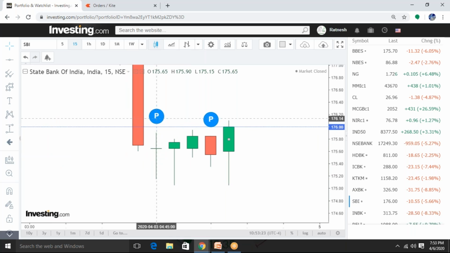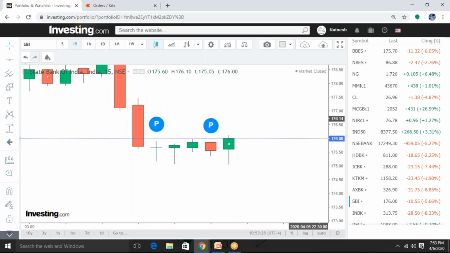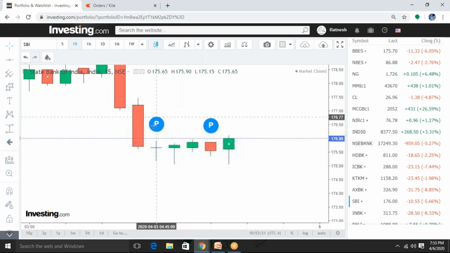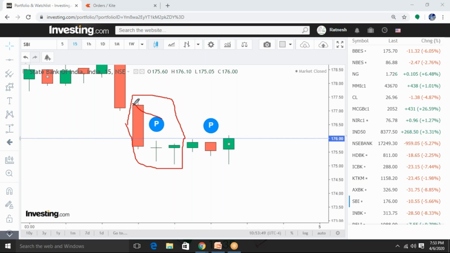This is doji, sir. Actually, these three doji candles will form, and this is the falling three method. So these three will try to form the pattern. Overall buying will come when it breaks the high of this. It is trying to form this pattern, but currently above this you will observe some rally in State Bank.